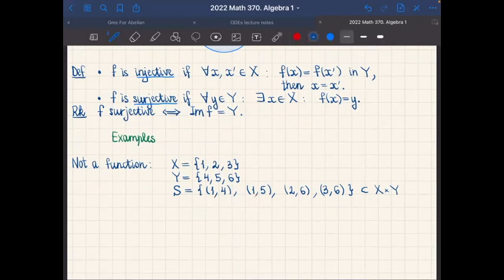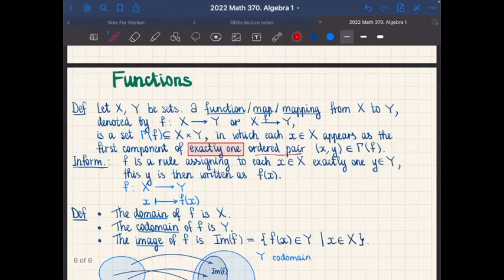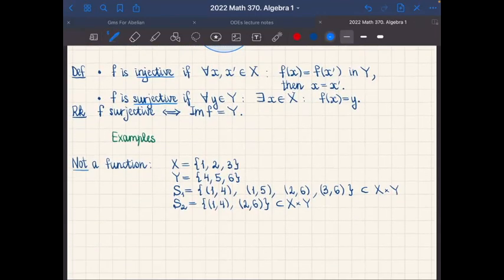Now, let me consider another subset S2, a smaller one: (1, 4) and (2, 6). Now you can see that these numbers 1 and 2 appear in exactly one ordered pair each, but 3 does not appear in any ordered pair, which contradicts this requirement. Not functions.